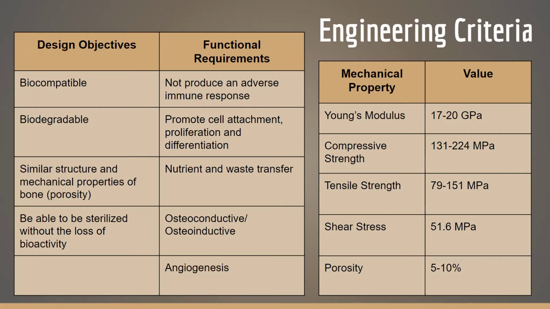These properties are Young's modulus between 16 and 20 gigapascal, compressive strength of 131 to 224 megapascal, tensile strength of 79 to 151 megapascal, shear stress of 51.6 megapascal, and an overall porosity of the scaffold of 5 to 10%. The scaffolds need to be sterilized prior to the implantation without losing any osteoconductive and osteoinductive properties.